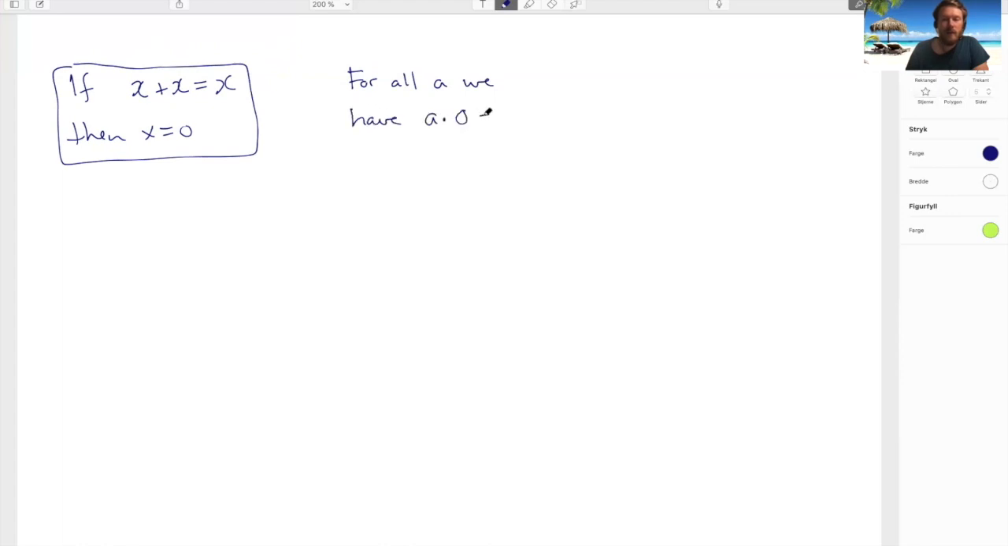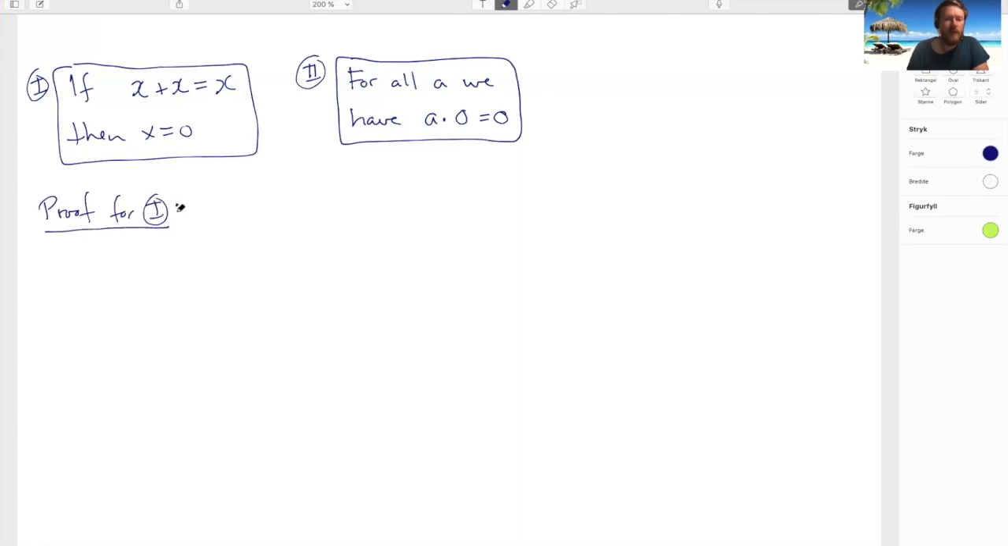a times 0 is equal to 0, of course. So multiplication by 0 kills everything. And when I write for all a here, I mean for all real numbers a. So let's call this 1, and let's call this 2. So let's now do the proof for 1. And it's important that we do 1 first and 2 second, because we're actually going to use 1 to prove 2. So how do we prove 1?